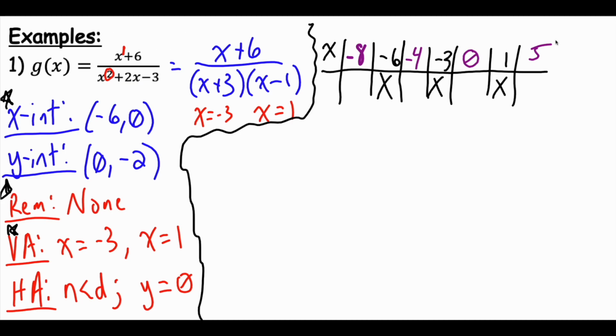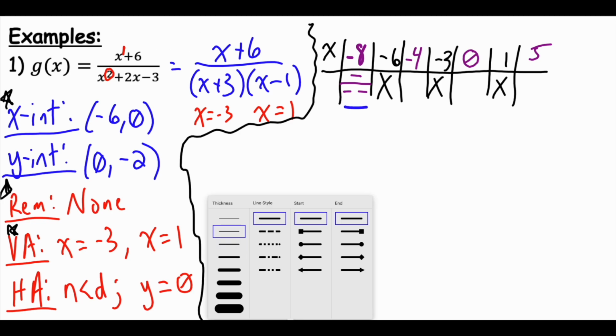All right, now, when we do this, we want to plug our numbers into the factored form. And all we are checking is, is the overall answer positive or negative? Okay, so here's my fraction bar. Up top, -8 plus 6 is negative. And on the bottom, -8 plus 3 is negative. And -8 minus 1 is negative. So overall, my final answer here, 3 negatives means negative.